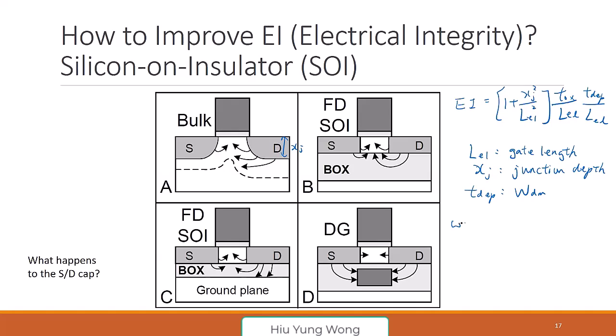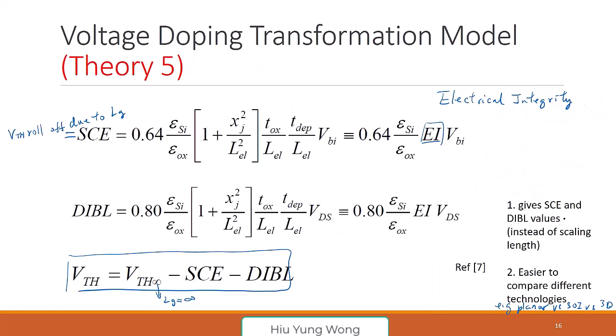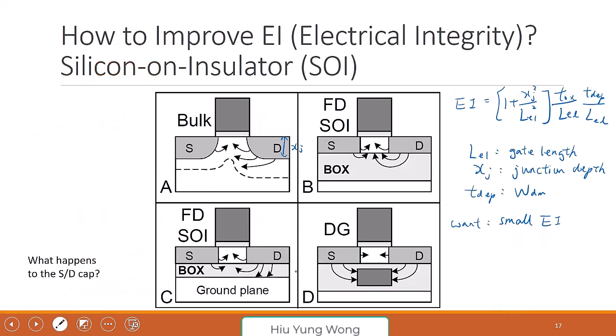So we want to have a small EI. Can you tell me, how can I make the EI small? Look at this. If the EI is small, the threshold voltage reduction due to the roll off or dipole is small. So we want it to be small. Someone tell me, how can I make the EI small from this equation?